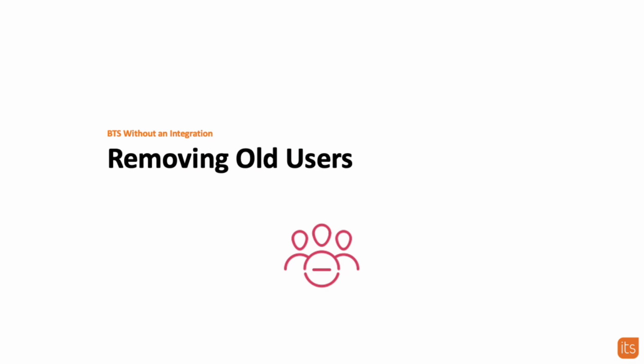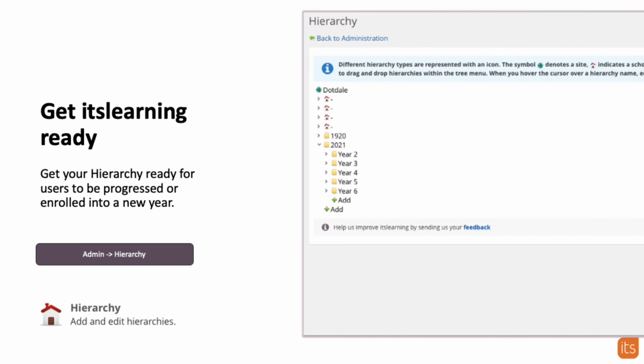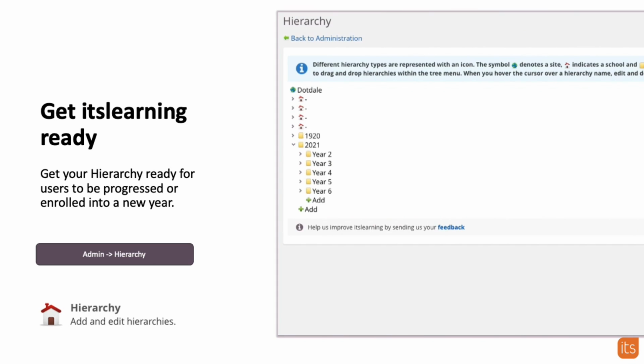So now we're on to removing our old users. First of all, we have to get our hierarchy structure ready for users to be progressed or enrolled in the new year. Okay, so we've got a standard hierarchy structure in front of us here. We can see that to get to that, we need a system admin or an administrator to go to the admin menu at the top menu bar and click on hierarchy, which is the symbol of the little house.